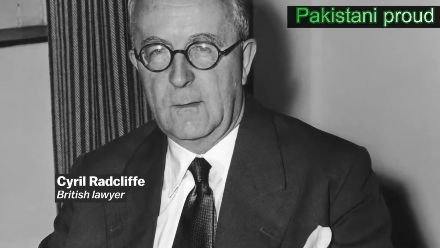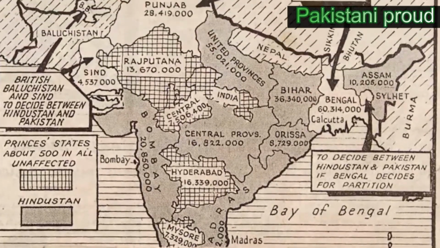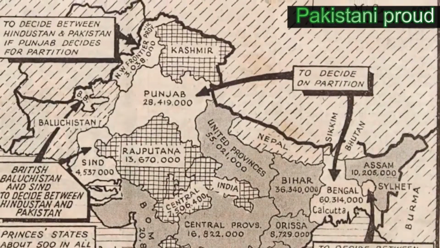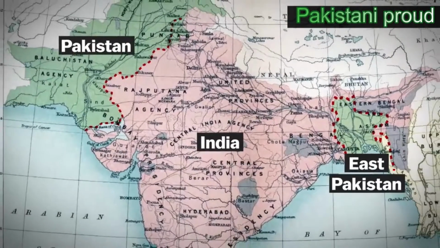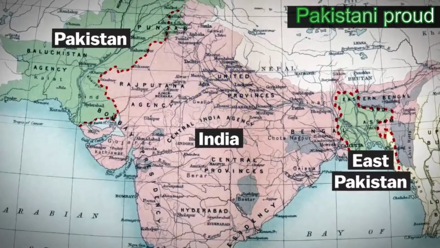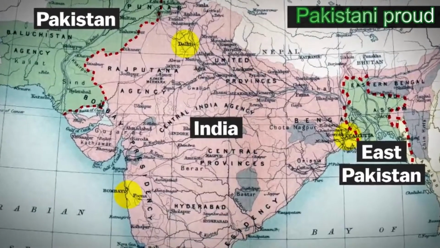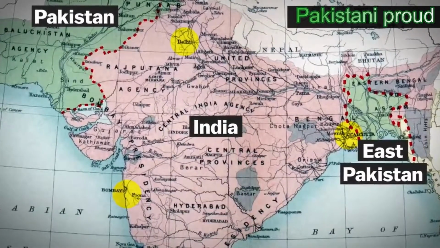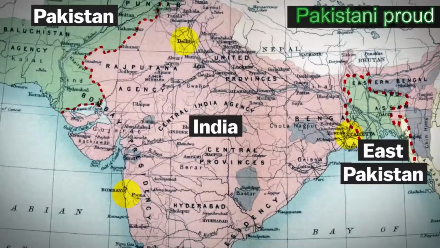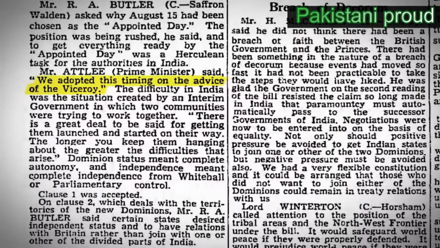A British lawyer named Cyril Radcliffe, who had never been to India, was given less than 40 days to draw up the new borders based on outdated maps and census data. Radcliffe kept the region with the Muslim League's political base in India instead of including it within Pakistan's borders. And his borders left most economic centers like Delhi, Bombay, and Calcutta within India, leaving the future Pakistan at an economic disadvantage. To make matters worse, the British unexpectedly moved the date of their exit up by 10 months.